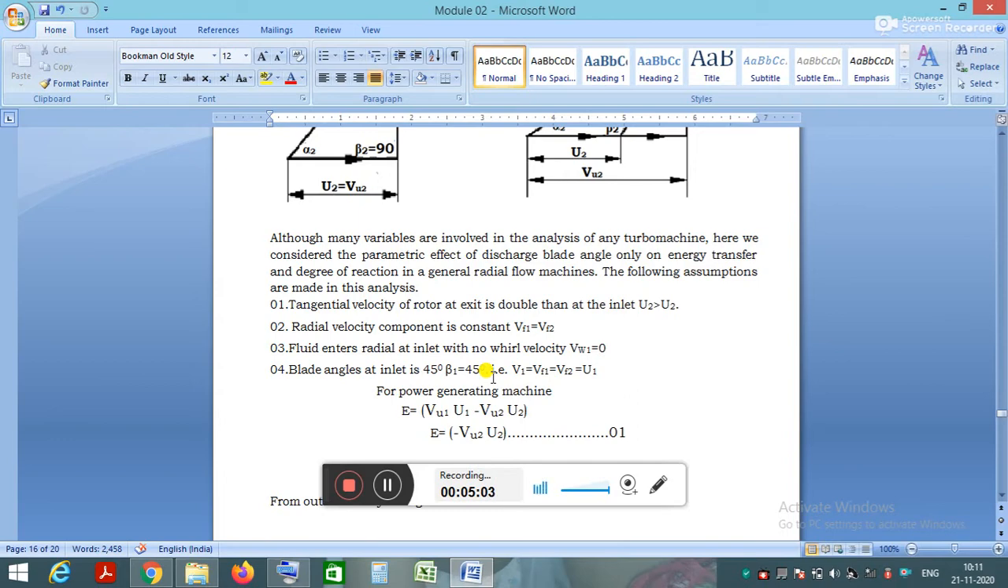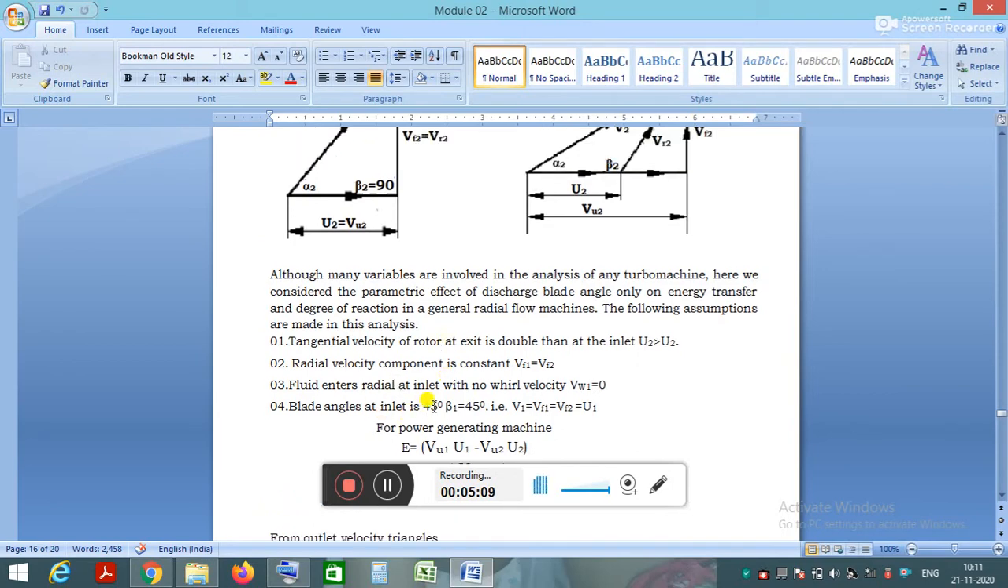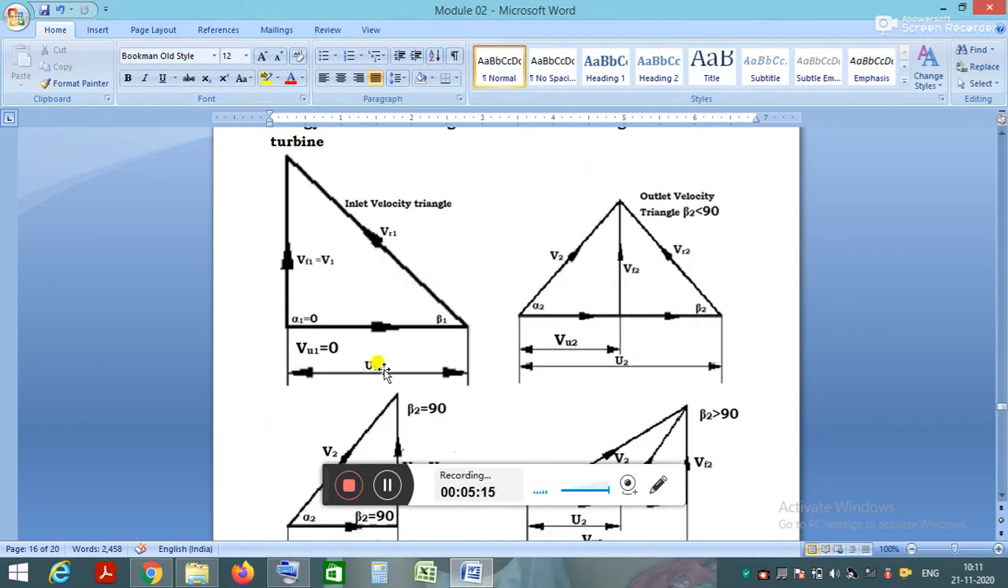these are the assumptions that were made in the analysis of radial turbines. Beta 1, the inlet blade angle, we consider as 45 degrees. Since the inlet blade angle is 45 degrees, from the Pythagoras theorem, when beta 1 equals 45 degrees and alpha 1 equals 90 degrees, this angle also becomes 45 degrees. Therefore, U1 becomes equal to V1. Since V1 equals Vf1, the tangential component of absolute velocity at the inlet, Vu1, becomes 0 in the case of radial turbines.